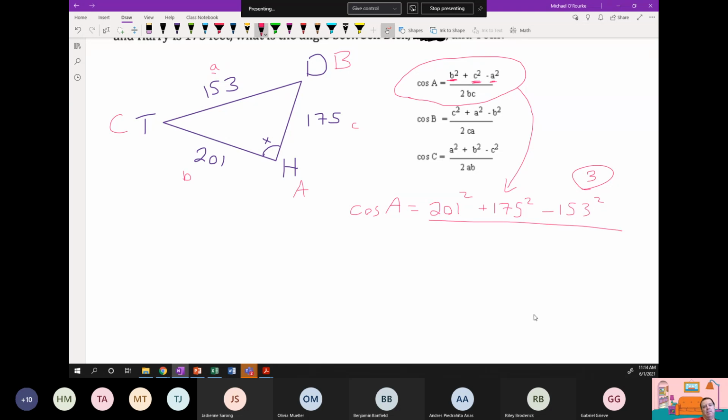Okay. Does that make sense to you guys right now? Put a Y in chat if that made sense to you. Now I do the bottom, which is 2 times BC. So it's going to be these two numbers again, 201 times 175.